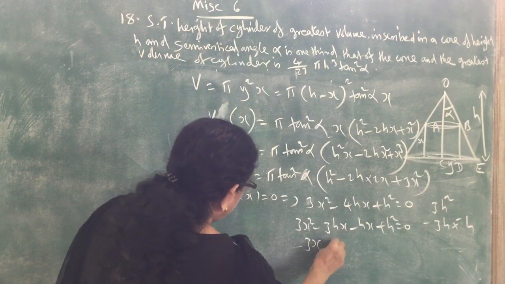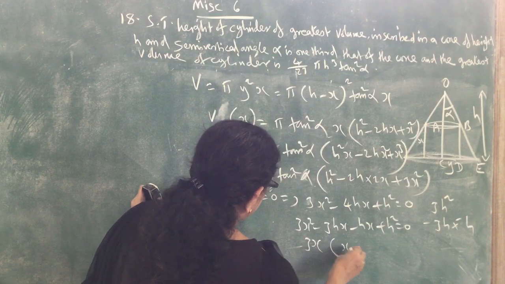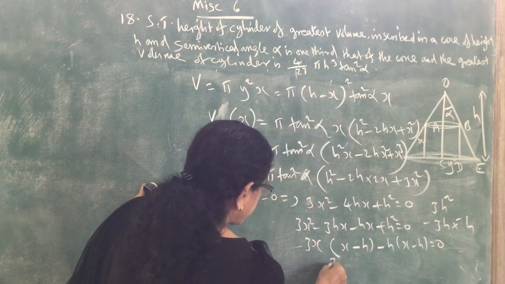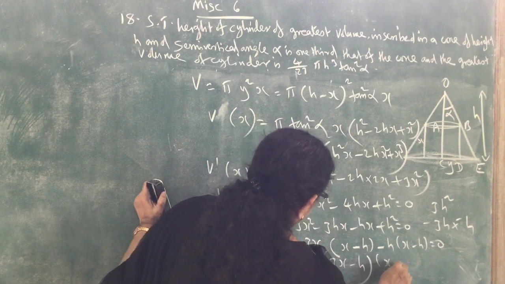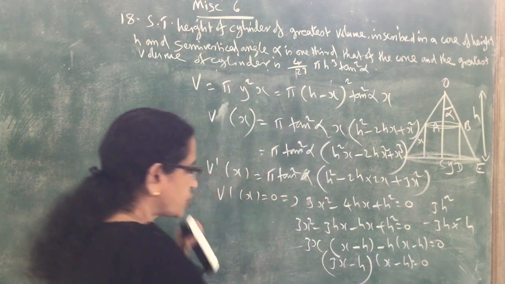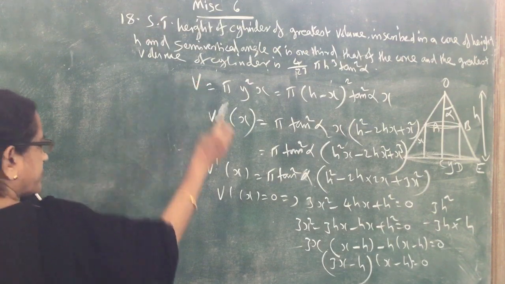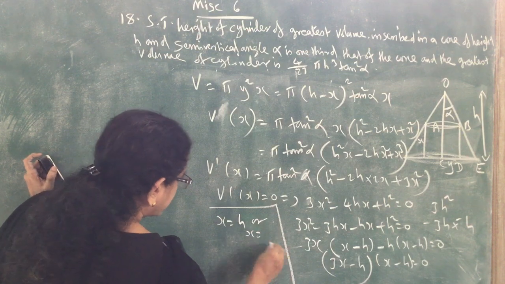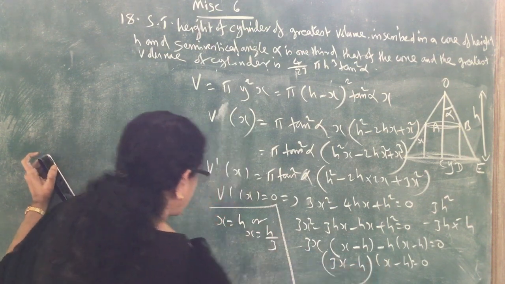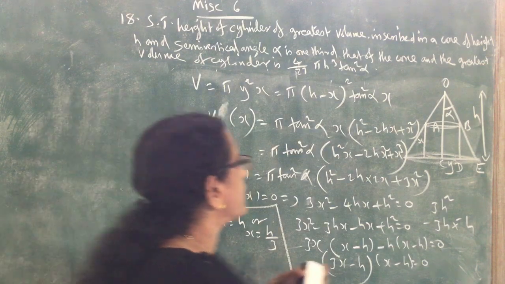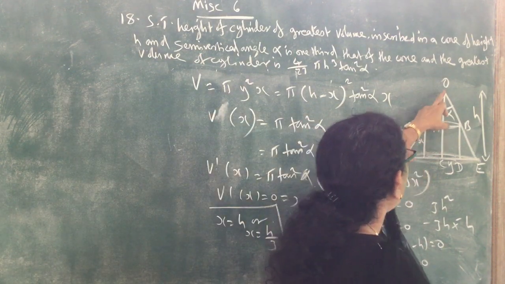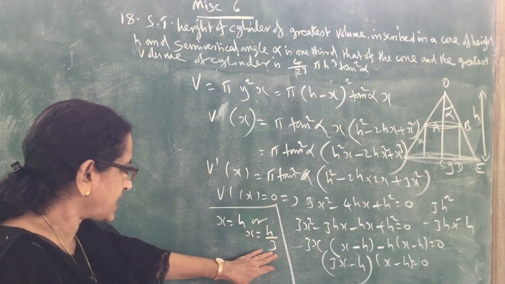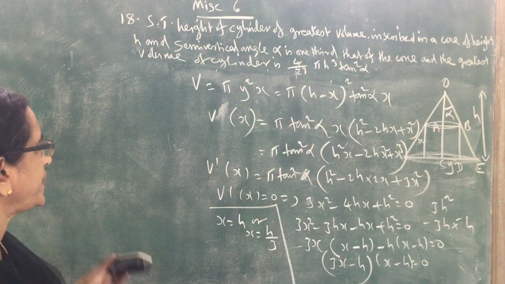Taking 3x common, 3x into (x minus h) minus (x minus h) equal to 0. So that is (3x minus h) into (x minus h) equal to 0. Therefore x equal to h or x equal to h by 3. But x equal to h is not possible, because the height of the cylinder is not equal to the height of the cone. So the possible value is x equal to h by 3.